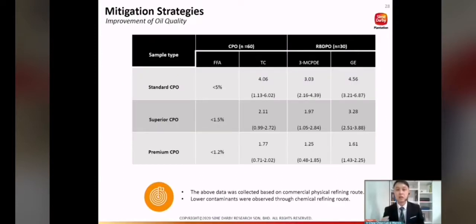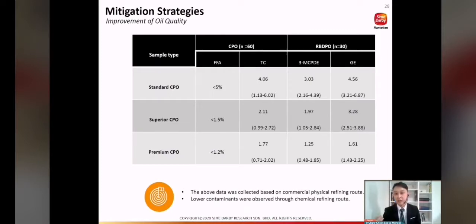Next. So as the result of these implementations, in our SAMW plantation, we actually have different grades of CPOs, with the implementation of the above, we have these oils, so-called superior CPO and also premium CPO. You can see the difference here between the normal standard CPO, first is the FFA contents. One is standard per specs, below 5%. The other two are below 1.2 and 1.5, 1.5 and 1.2% respectively.